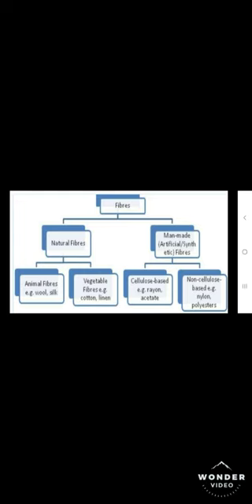Further, animal fibers give us wool, silk, fur, and plants, that is vegetable fibers, give us cotton, jute, linen. So these are examples of natural fibers, which are further divided into animal fibers and vegetable fibers, which is also called plant fibers.